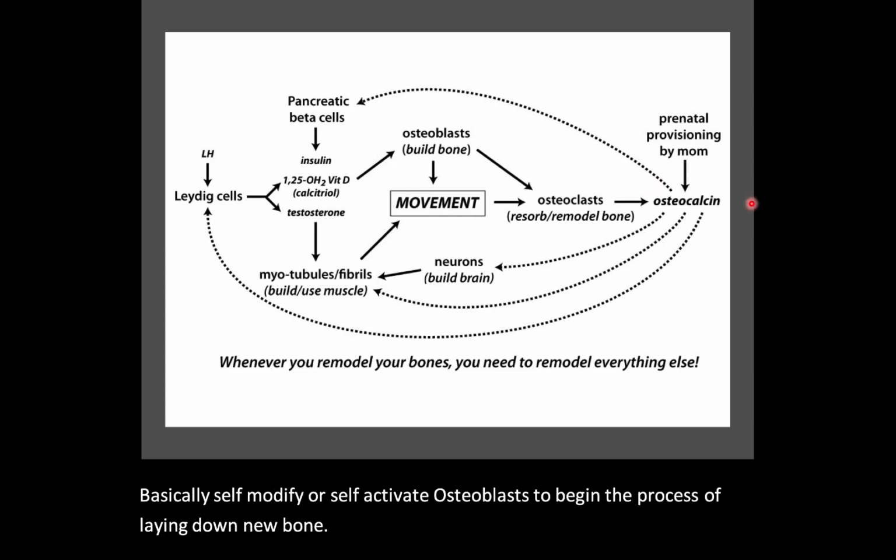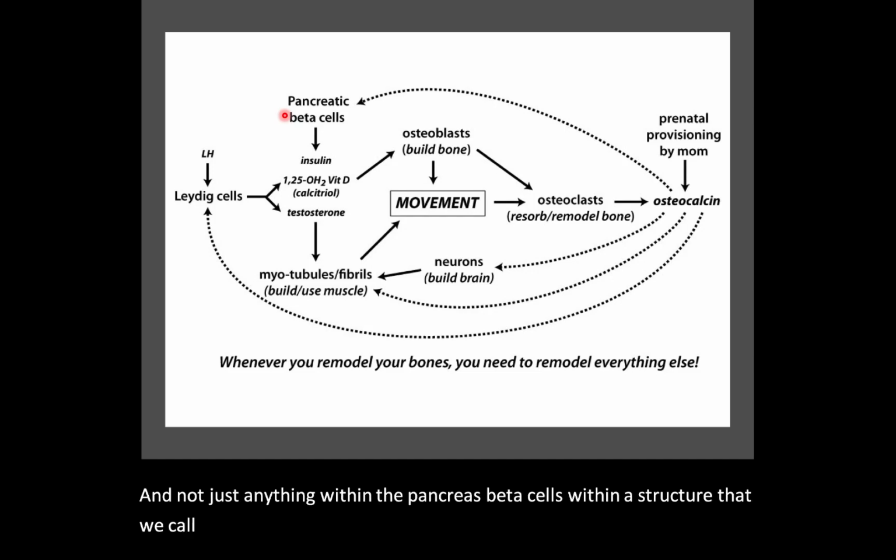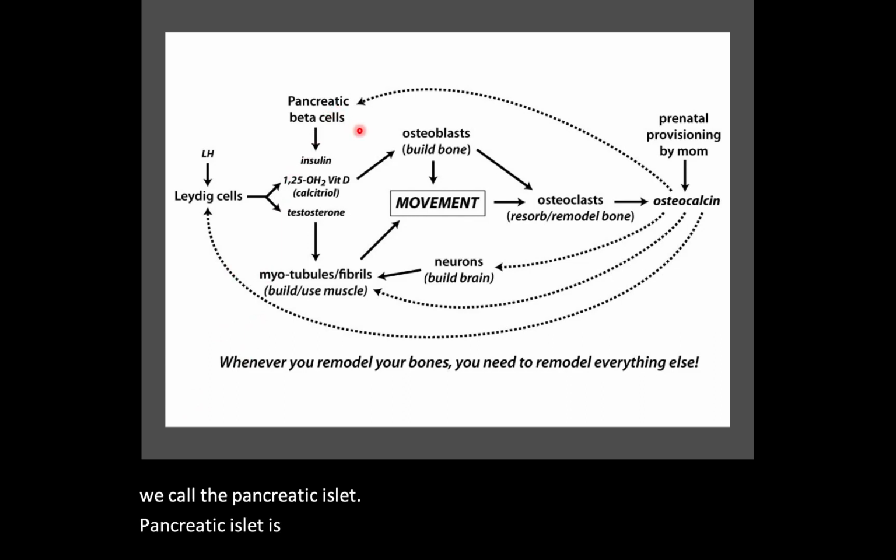But osteocalcin is also regulating the pancreas. And not just anything within the pancreas, beta cells within a structure that we call the pancreatic islet. Pancreatic islet is where beta cells live, and beta cells release insulin.